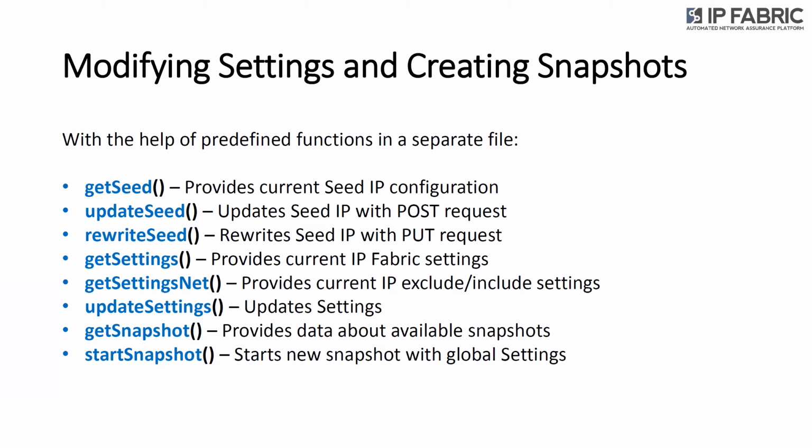Then we have the function get settings, which will give us the current IP Fabric settings. Then we have the get settings nets, which provides us the current IP exclude and include settings from the IP Fabric. And finally, the function with the help of which we can update the settings of the IP Fabric. The before last is get snapshot information, and the last one is to start a snapshot with the help of the API in the IP Fabric.